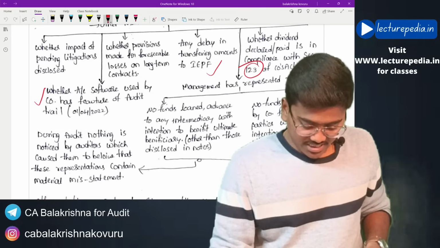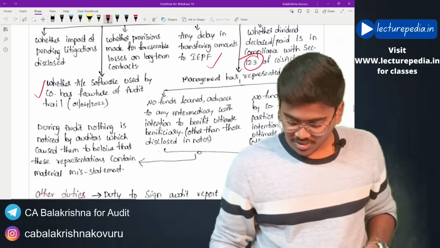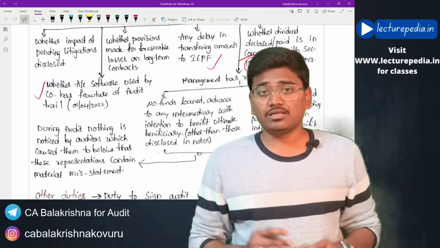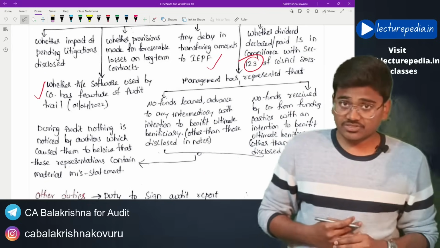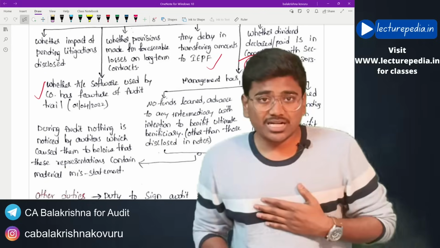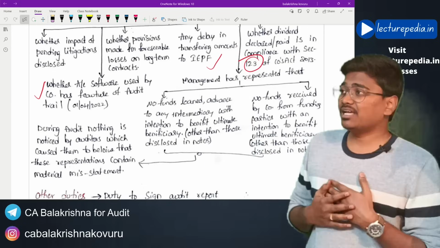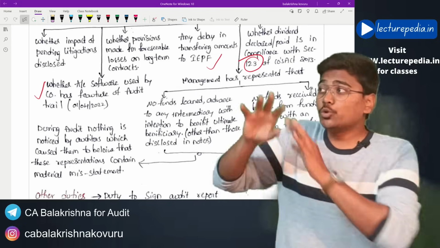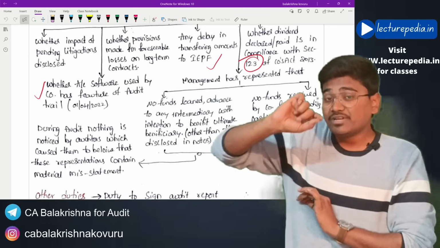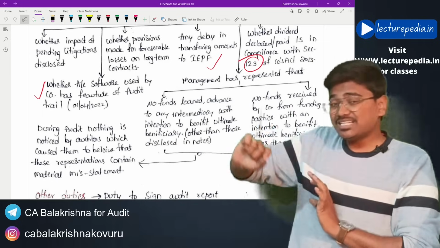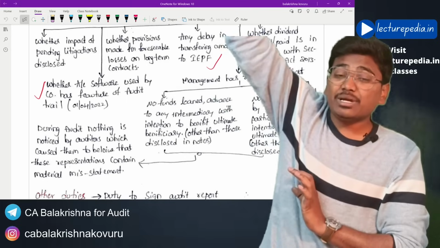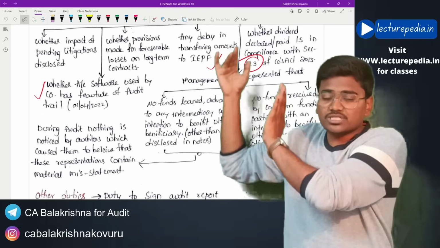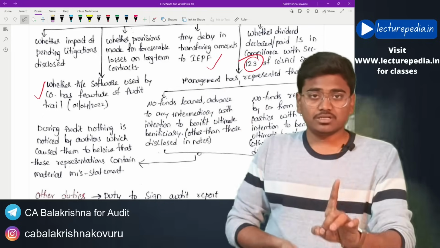Next, finally, the auditor should also report whether management has given a representation stating that our company has not given any loan or advance or any amount to any intermediary with an intention of benefiting such amount to the ultimate beneficiary. We have not given any such loans except those loans that are disclosed in the notes to accounts. That is the first representation.